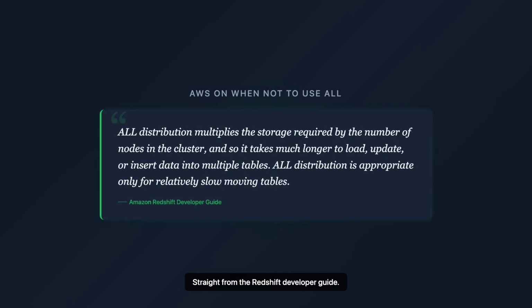Straight from the Redshift developer guide. ALL distribution multiplies your storage by the number of nodes. Replicate a table to a 10-node cluster, you're storing it 10 times. So loads, updates, and inserts all get slower because Redshift has to write the same rows to every node.